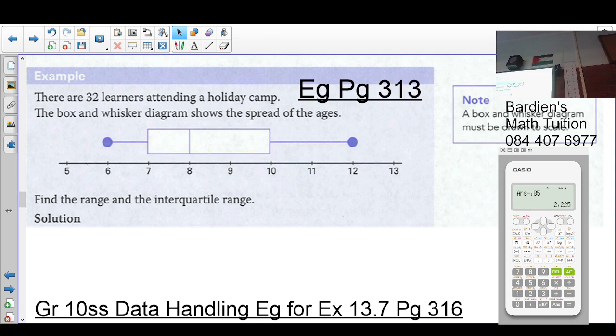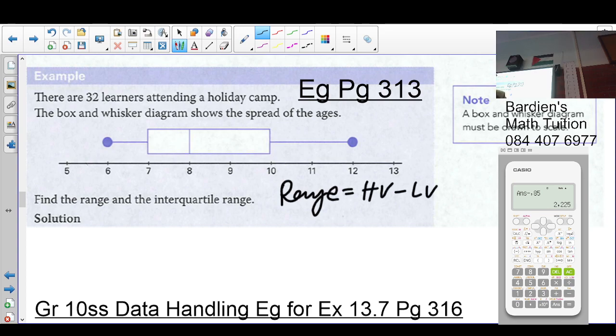So the question is find the range and the interquartile range. People, what is the range? The highest value minus the lowest value. So what's my highest value here? 12. Minus the lowest value? 6. 12 minus 6 is 6, which means to say this data is spread over 6 units. You guys understand?